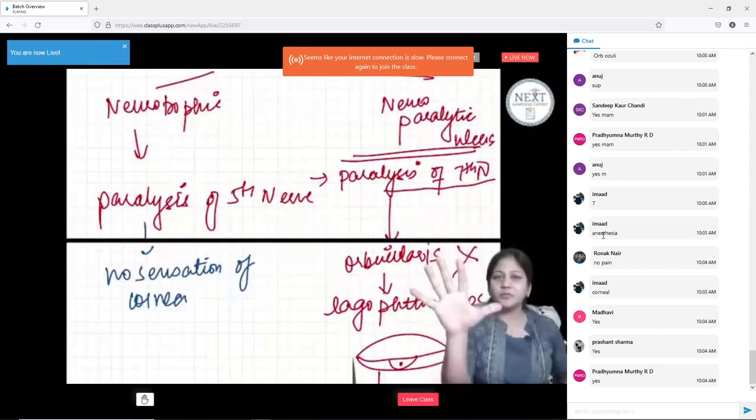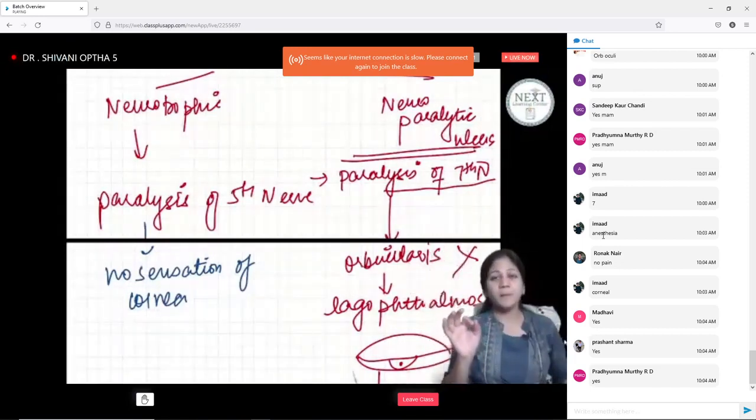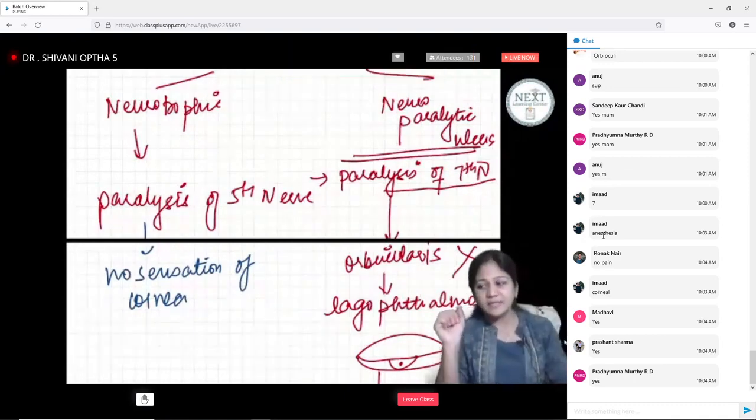Neurotrophic means paralysis of the fifth nerve. Neuroparalytic means paralysis of the seventh nerve. Is this clear?